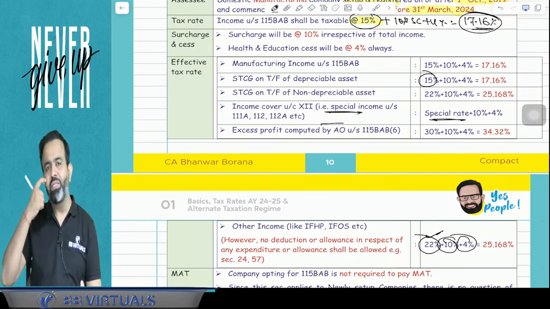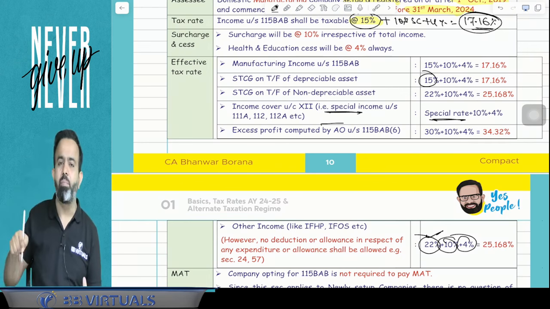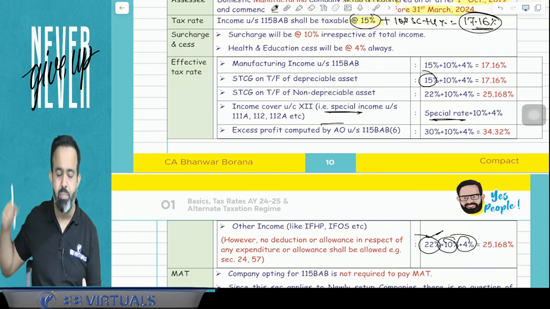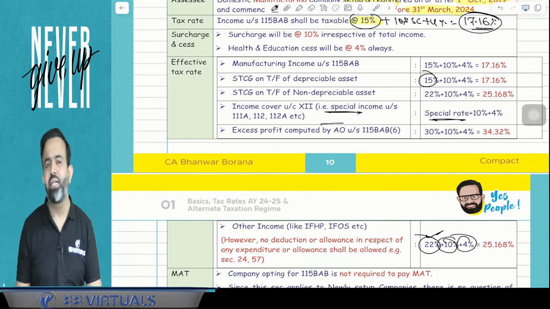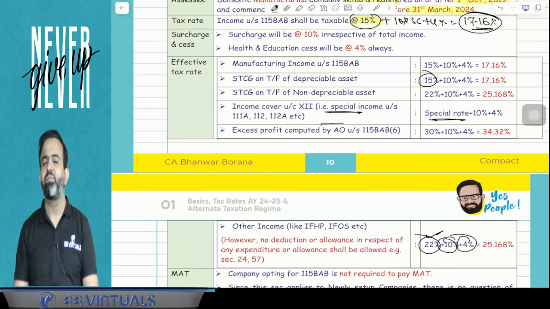And when you claim the depreciation, it means you have saved the PGBP income, or you can say you have saved PGBP taxes. It means you have saved the 15% taxes here. So now if you are transferring that asset, then you have to pay the tax only at the rate of 15%.